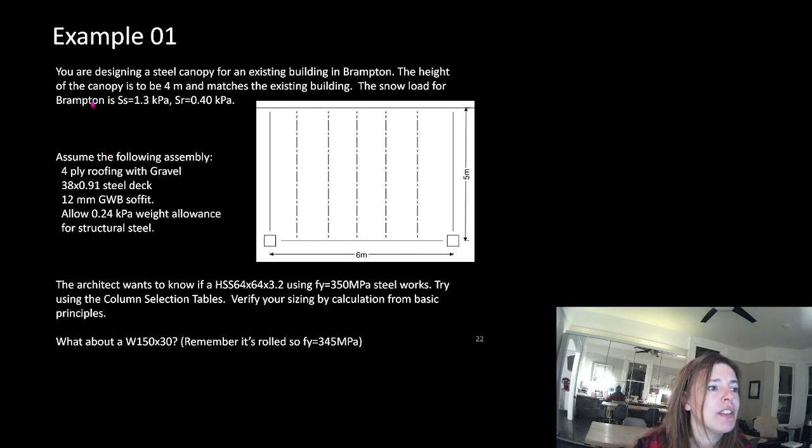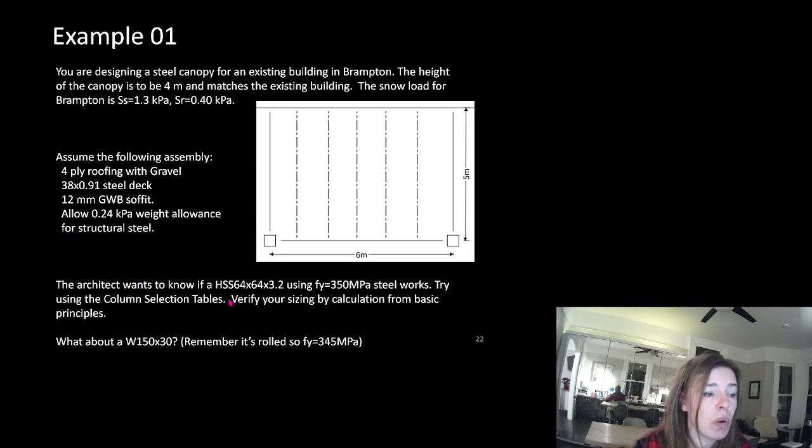All right, you're designing a steel canopy for an existing building in Brampton. The height of the canopy is to be 4 meters and matches the existing building. That tells us something about snow load there. The snow load for Brampton is Ss equals 1.3 and Sr equals 0.4. Assume the following assembly: 4-ply roofing with gravel, 38 millimeter deck, that's 0.91 millimeters thick, 12 millimeter gypsum wallboard soffit, allow 0.24 kPa weight allowance for structural steel.